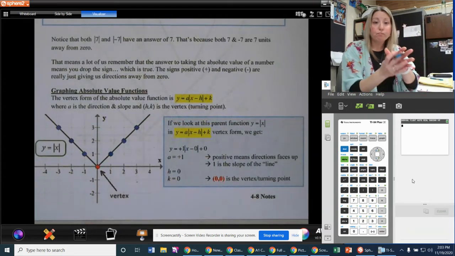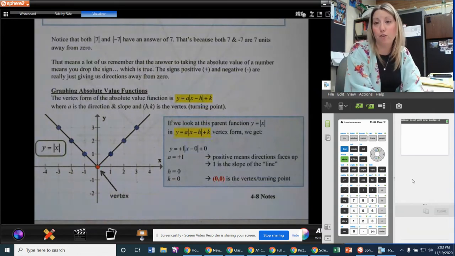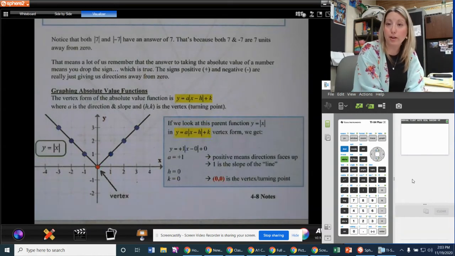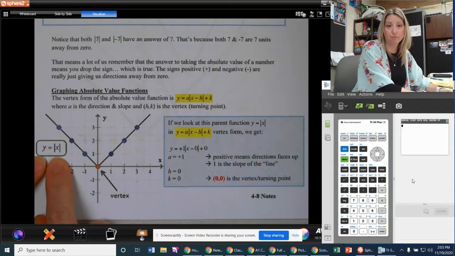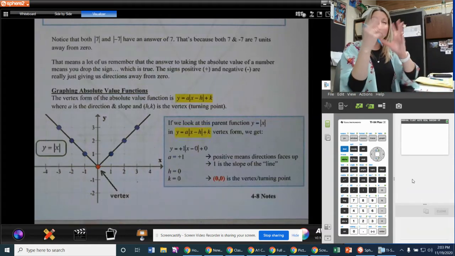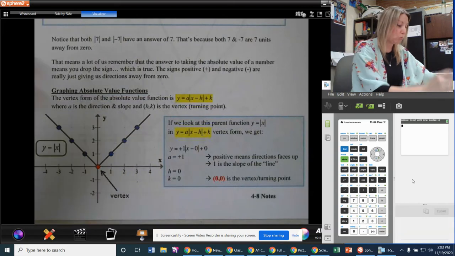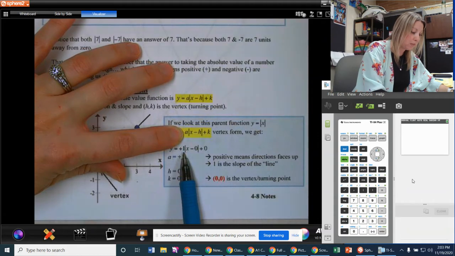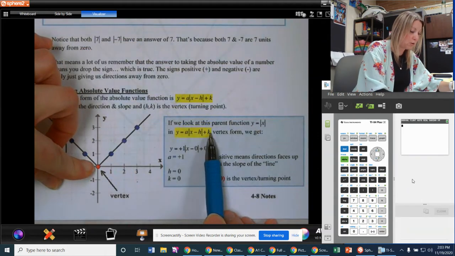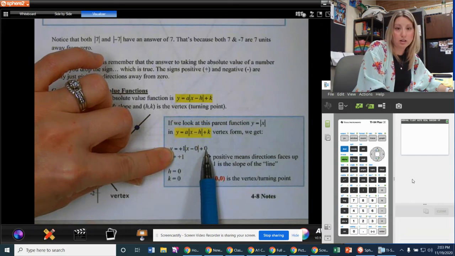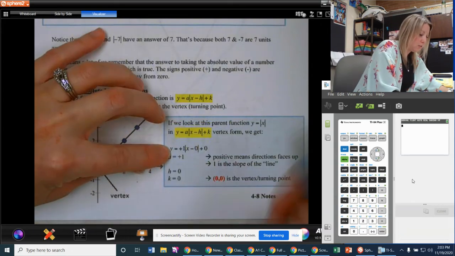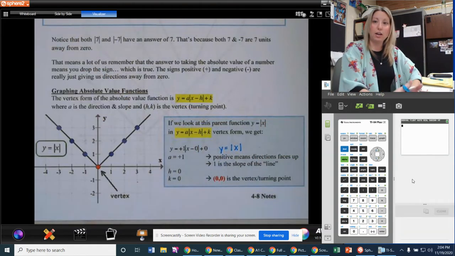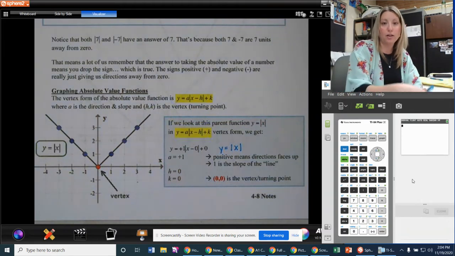Okay, so if we look at the parent function for absolute value that we used in Chapter 3, Lesson 6, it's y equals the absolute value of x. That's what's written right here. If we put it into this form, we throw in the a value, what's actually there, which is a 1. We throw in the vertex (0, 0). We just expanded y equals the absolute value of x to actually have all those numbers written in: the 1 and the 0 and the 0.